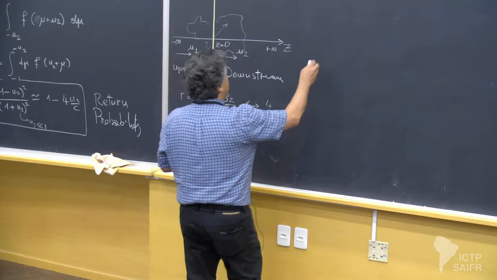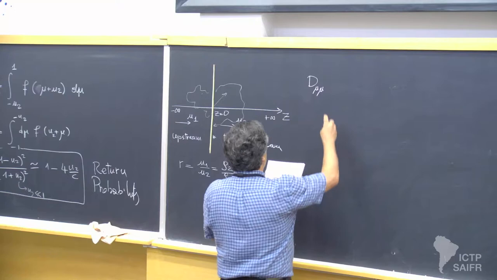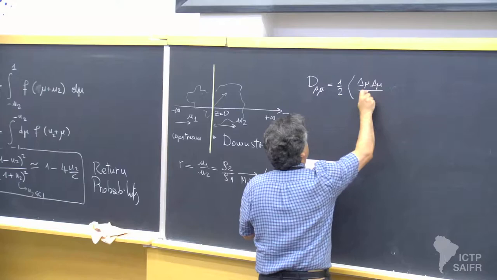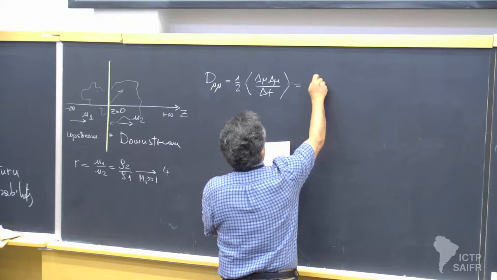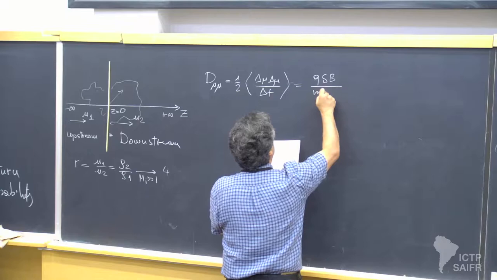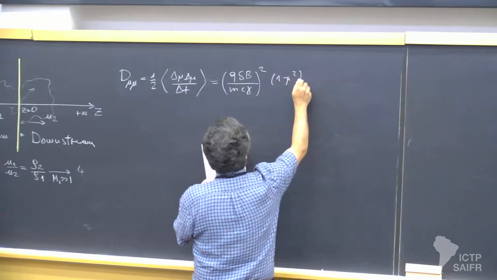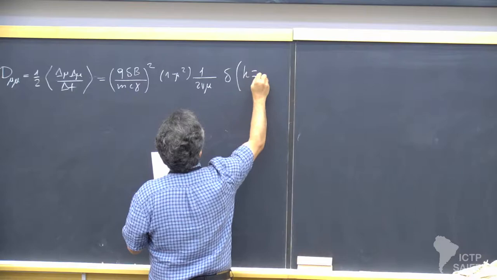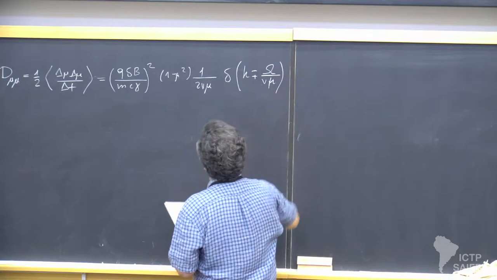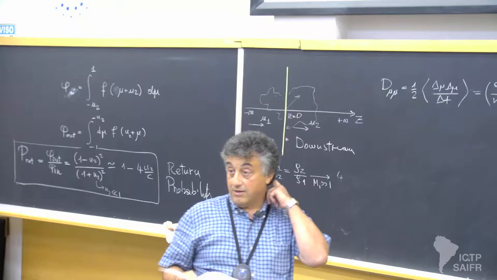One was what he called the D mu mu, which is defined as 1/2 of delta mu squared over delta t. And the expression that you can write is Q delta B over m c gamma squared, 1 minus mu squared, 1 over 2 v mu, delta of k plus or minus omega over v mu. It's a rewriting of what he did, for an individual particle with an individual k.